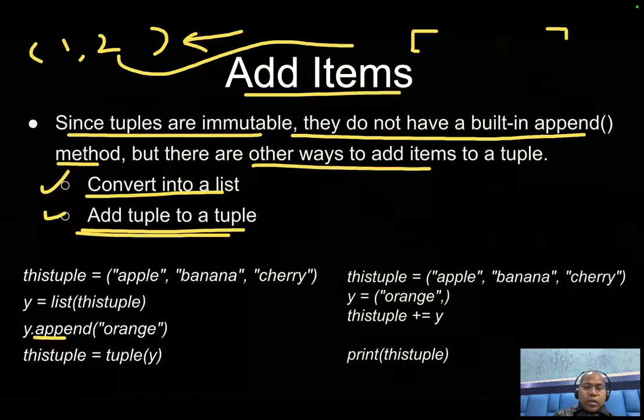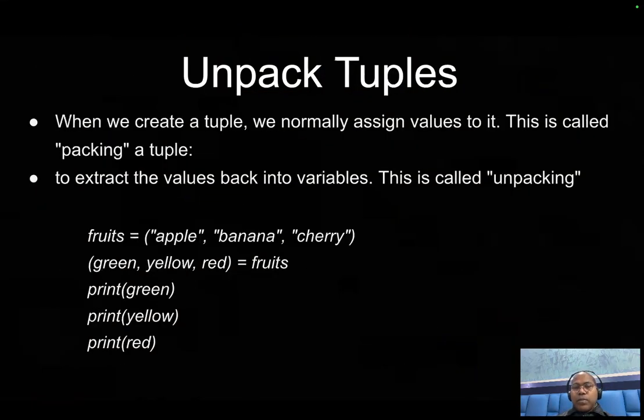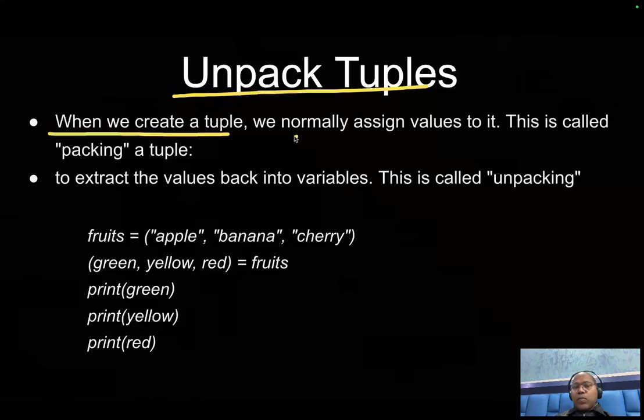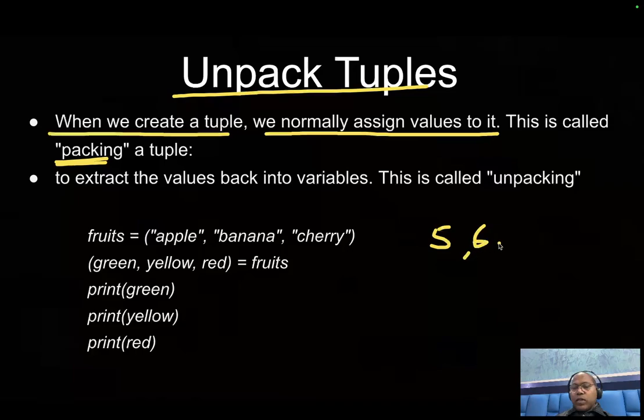Good. So these are the couple of alternate options we have. And sometimes there is a concept of unpacking. What do you mean by unpacking? Whenever you are creating a tuple, what are we doing? We normally assign values to it, and that is called packing. So let's say we have a value 5, a value 6, and a value 7. We just pack them and create one tuple variable. So this is known as packing.